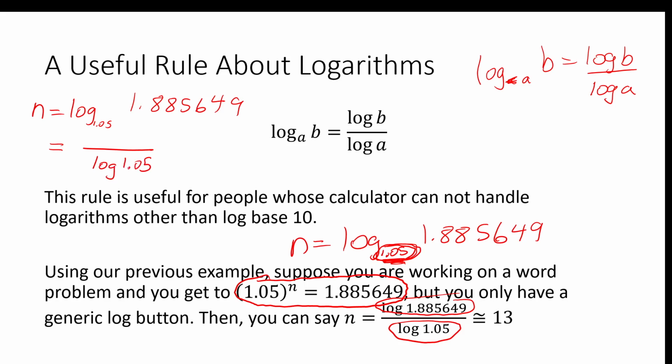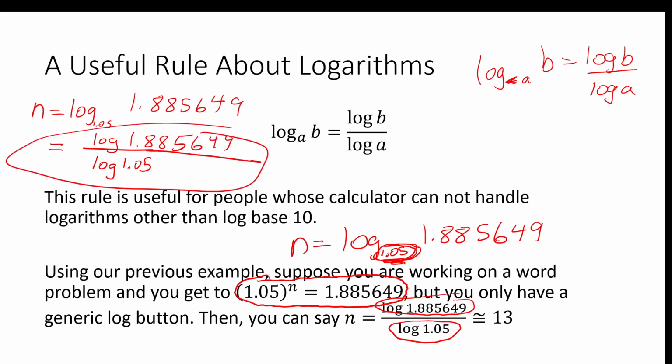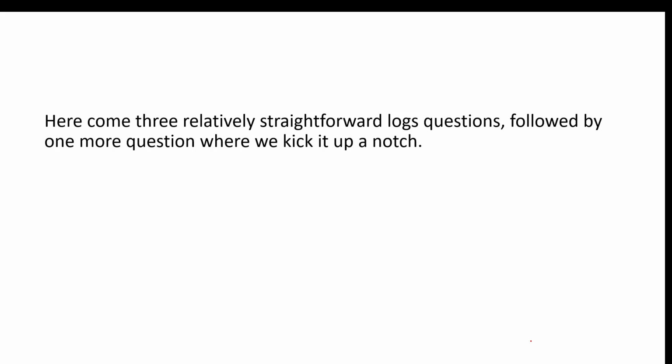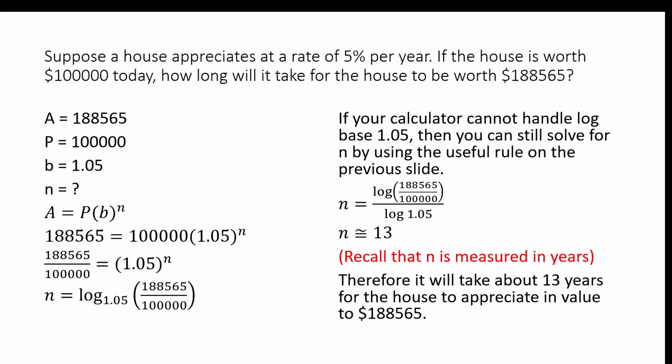And the other number will go in the numerator, and I'll make it log 1.885649 over log 1.05. I memorized that, and then I knew if I plugged that into my calculator correctly, the answer was 13. So here come three relatively straightforward logs questions, followed by one more trick question where we kick it up a notch. Suppose a house appreciates at a rate of 5% per year.